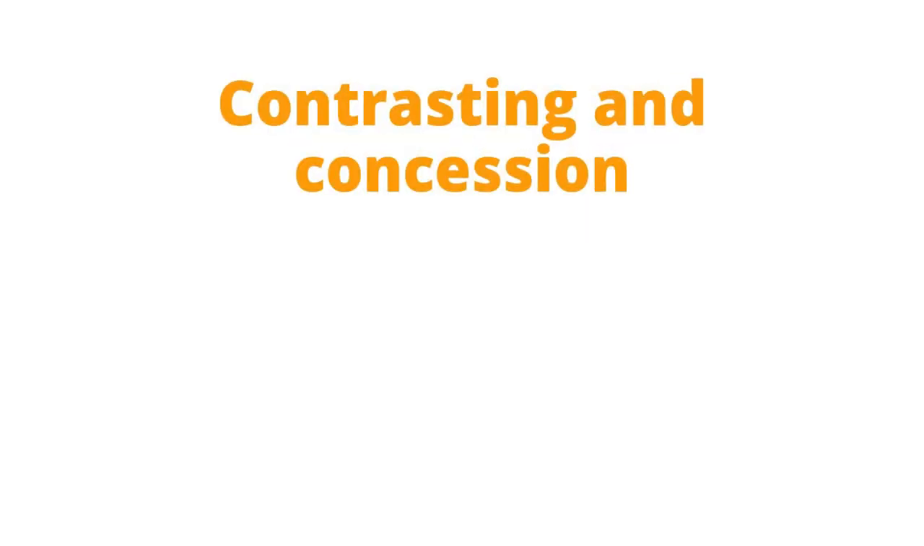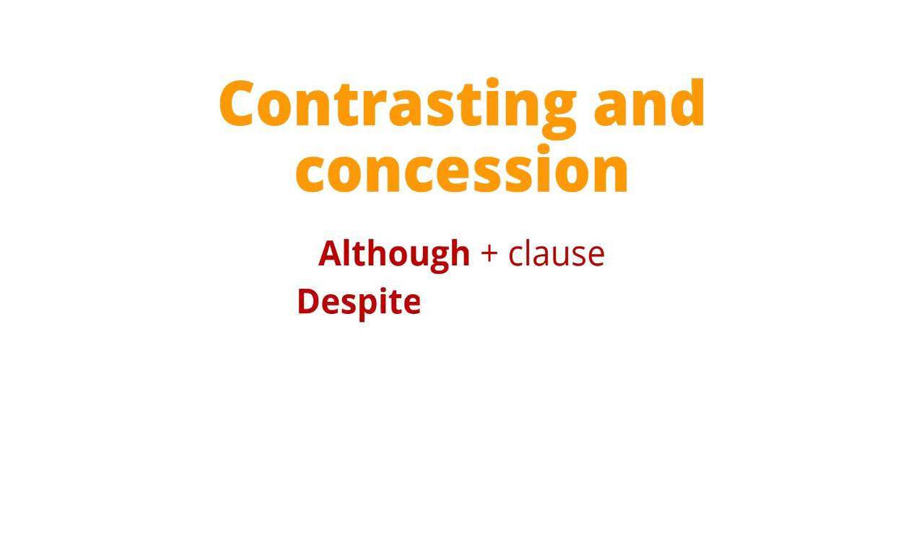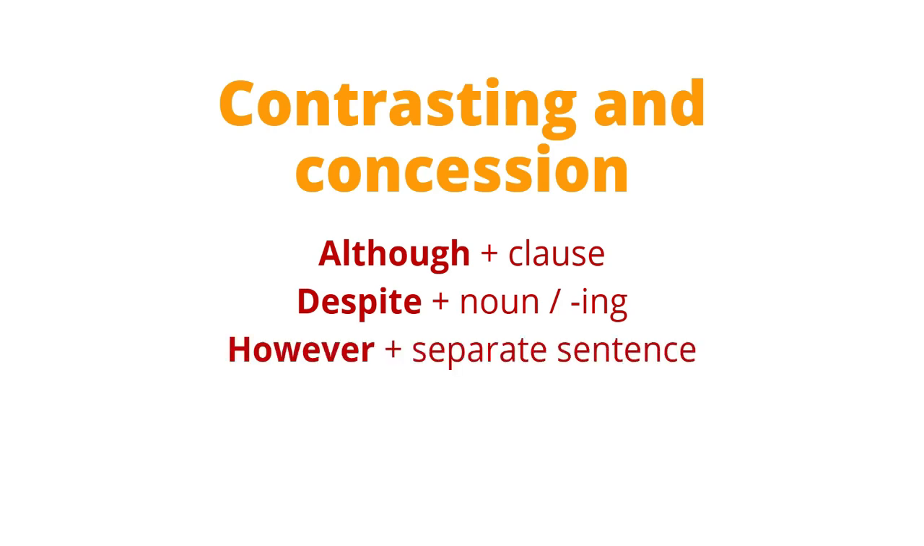So, contrasting and concession. We've looked at although and how it's followed by a full clause with a subject and a verb. Despite can be followed by a noun or the ing form of the verb, and if you want to use the full clause, you'll need the fact that structure to introduce the full clause. And however introduces a separate sentence, but it cannot join two sentences together.